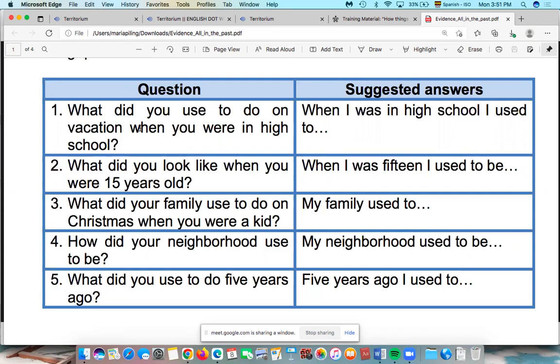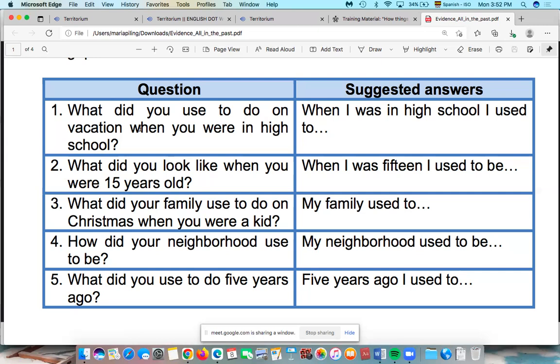Number two, Elkin, can you read number two, please? What did you look like when you were 15 years old? Great question. We changed so much. What did you look like? What was your physical appearance when you were 15 years old?